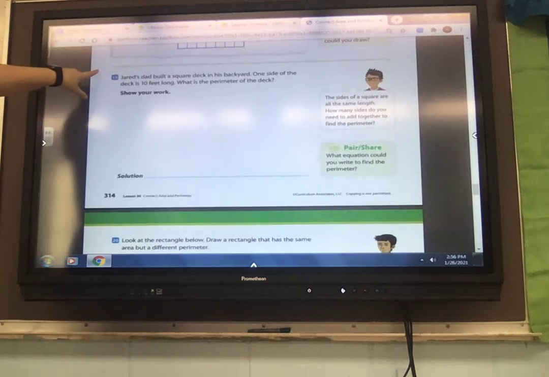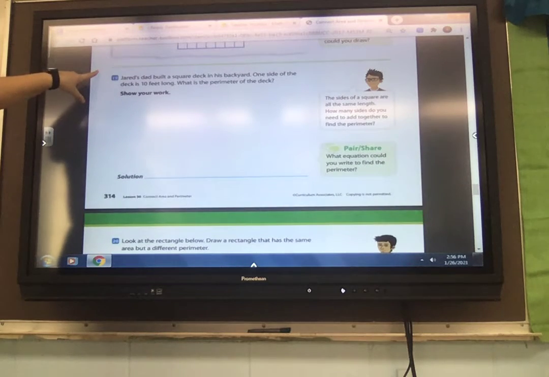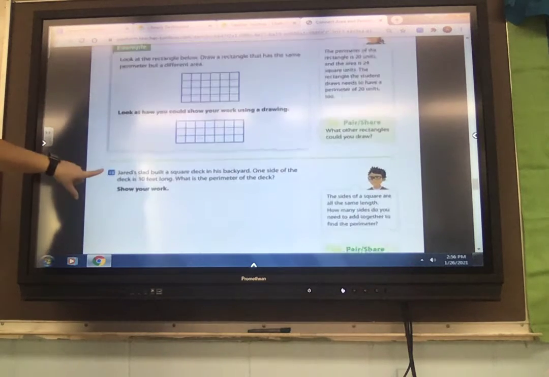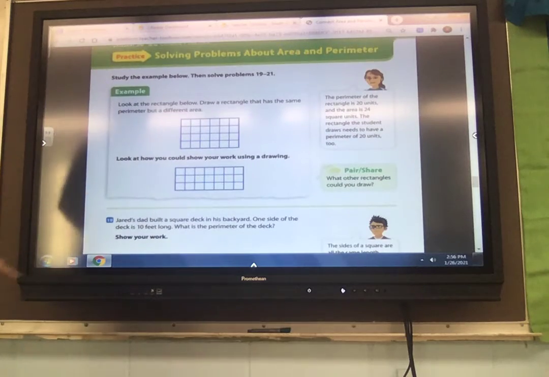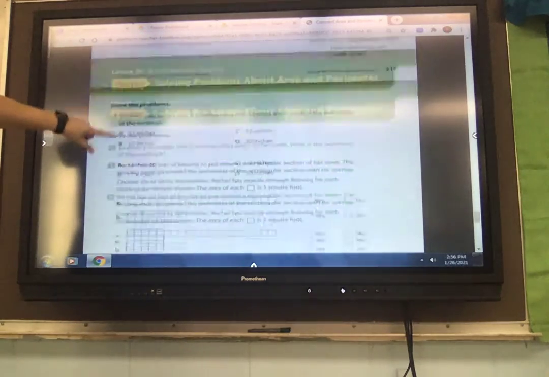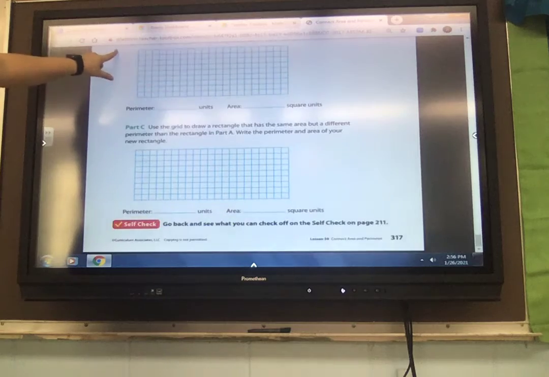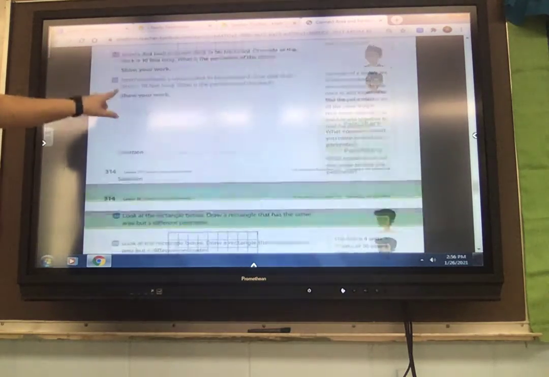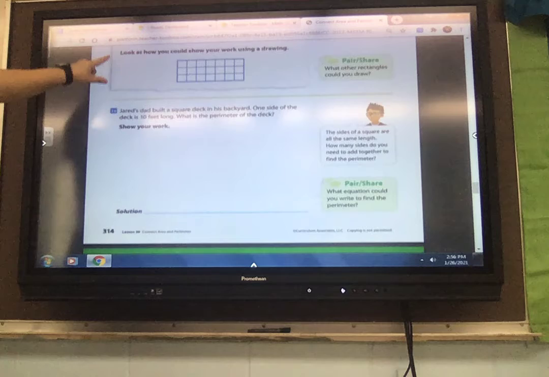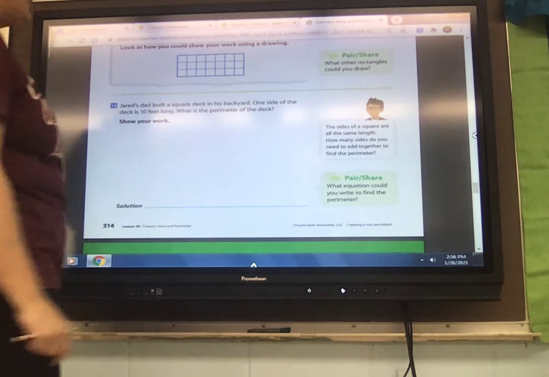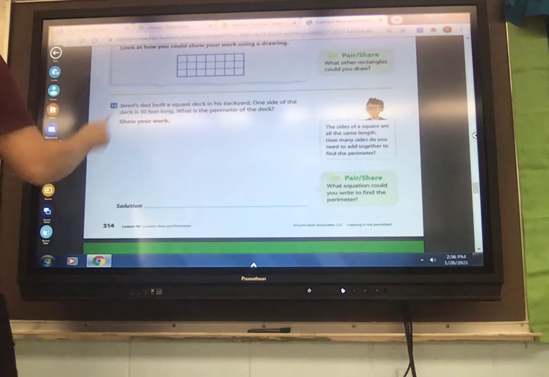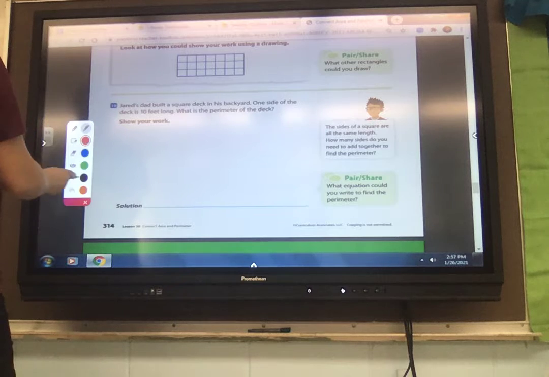So our green pages are going to be 314, 315, 316, and... No, I think we're stopping at 316. No, 317. So 4 pages. Let's start on page 314. Make sure your pages are green. And we're going to start with number 19.